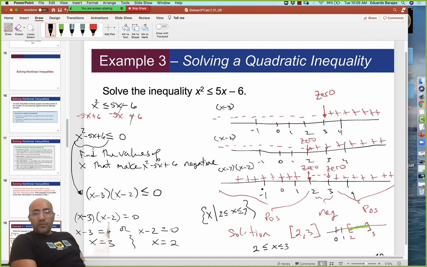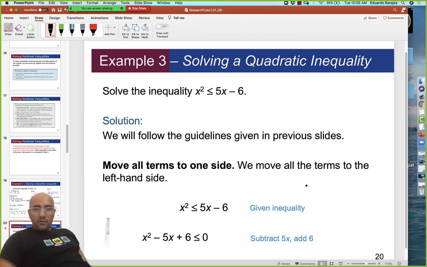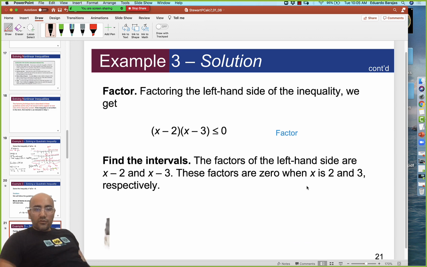And then what people do is just test points. Pick something in this section, plug it into the binomials, the factored form of your polynomial, or back into the original polynomial, either way. So pick a test point and check to see whether that value is positive or negative, and then reconstruct the whole thing that way. So that's the way that the author chose to do it, I think. So here's what the author did.